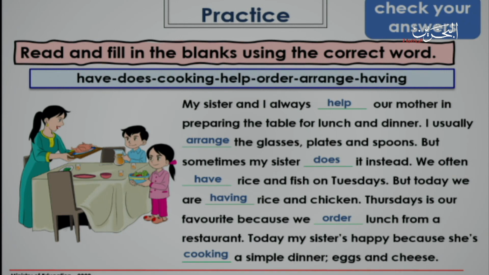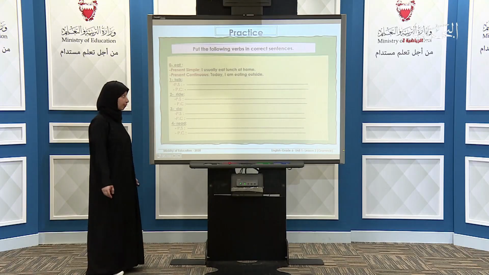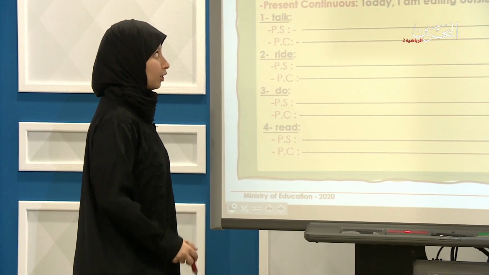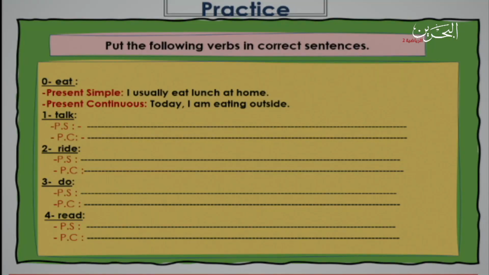Now we'll be moving to the third task. Here you have got some verbs and you need to put these verbs once with the present simple, and the other time you need to put it in the present continuous tense. For example, you have got the base form of the verb eat. When we form a sentence using the present simple, we put the pronoun first, I, for example.